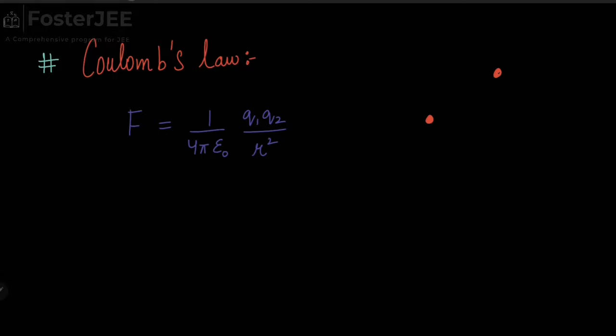Suppose we have two charges. This charge is Q1 and this charge is Q2. Now, suppose the distance between the two charges is R. Hence, Coulomb's law says that the force of attraction or repulsion, which will depend upon the signs or nature of these charges, is proportional to the product of the magnitudes of both charges and is inversely proportional to the square of the distance between them. Now, what is this term?